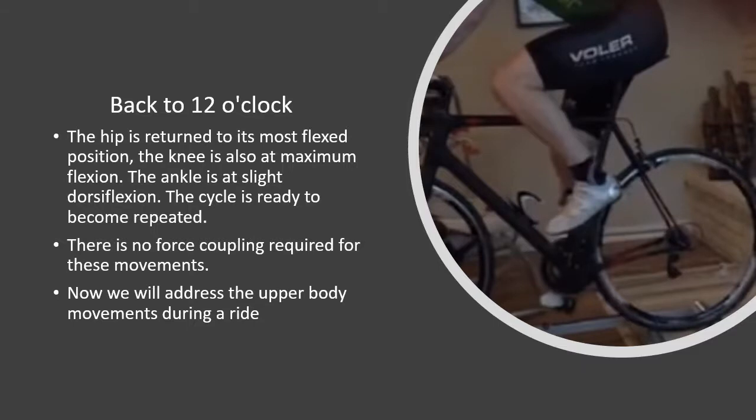Back to 12 o'clock. The hip is returned to its most flexed position. The knee is also at maximum flexion. The ankle is at slight dorsiflexion. The cycle is ready to be repeated. There is no force coupling required for these movements. Now we will address the upper body movements during a ride.